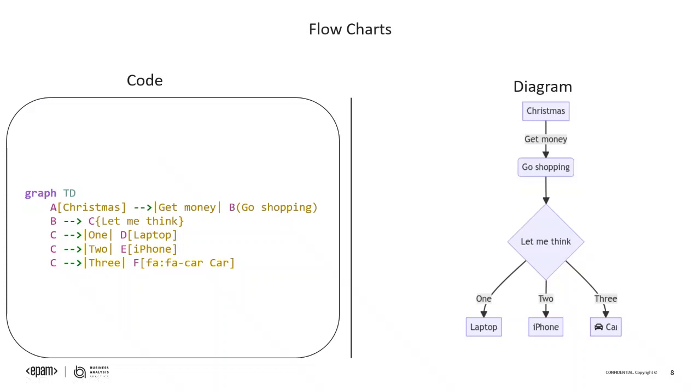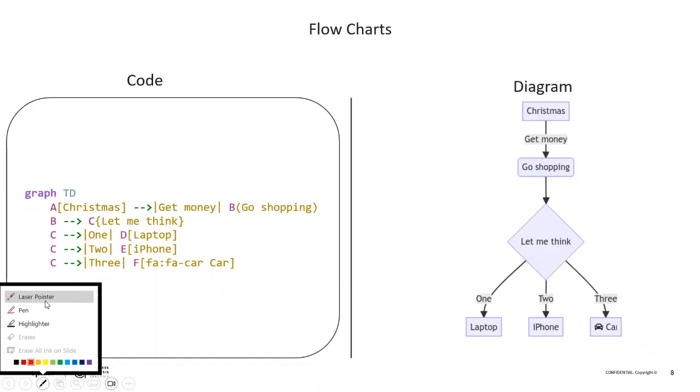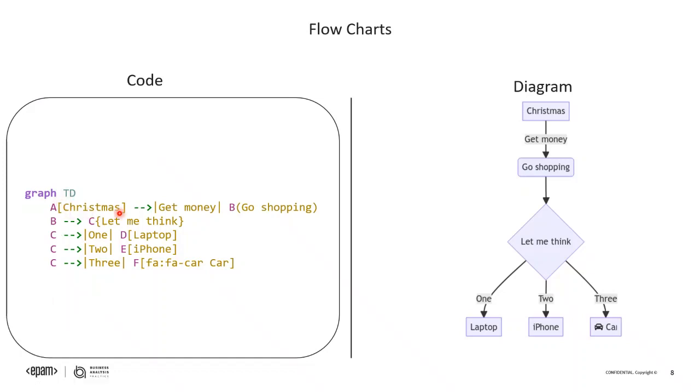And here is the diagram that is built in a couple of seconds. We see that there are ways to change the shapes of the nodes. You can see here, if I point this laser here, this Christmas is a rectangular shape. We have this go shopping, a little bit round shape. Stadium shape, if I'm correct. We've got this text over them that it's possible to add, like notes or some verbs.